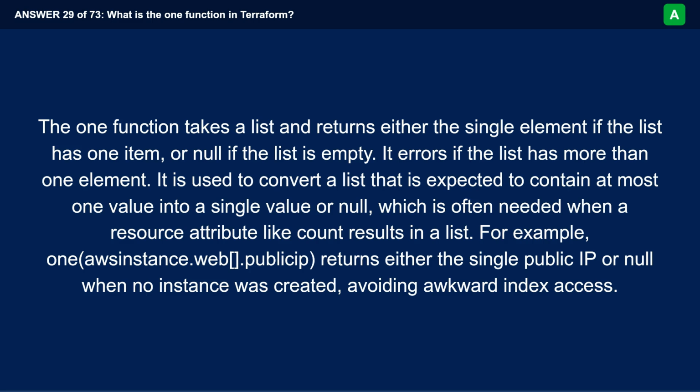It is used to convert a list that is expected to contain at most one value into a single value or null, which is often needed when a resource attribute like count results in a list. For example, one(aws_instance.web[*].public_ip) returns either the single public IP or null when no instance was created, avoiding awkward index access.